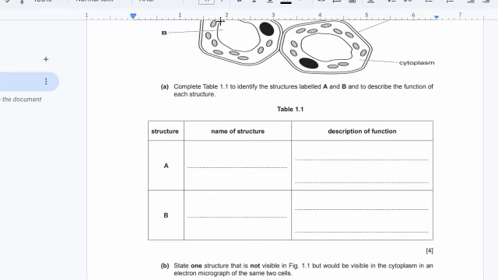And the other organelle, which is the B, is basically the sap vacuole. In the plant cell there is a vacuole, and that is called the sap vacuole because it contains amino acid, glucose, and some salts as well. So it is called the sap vacuole.